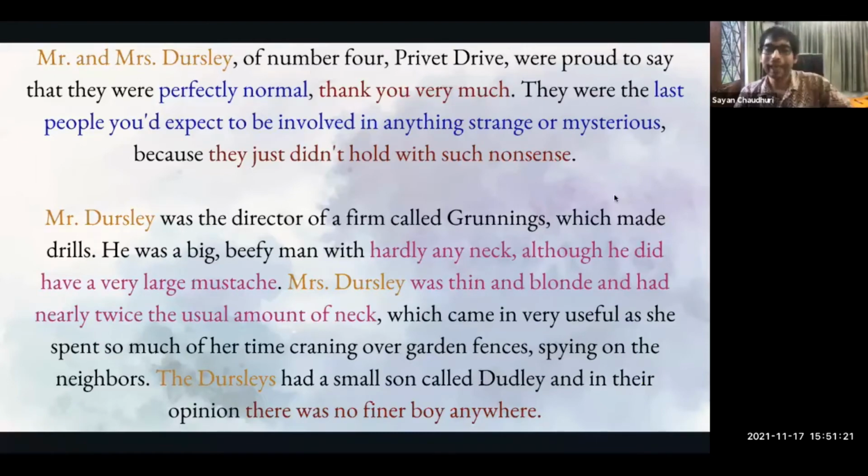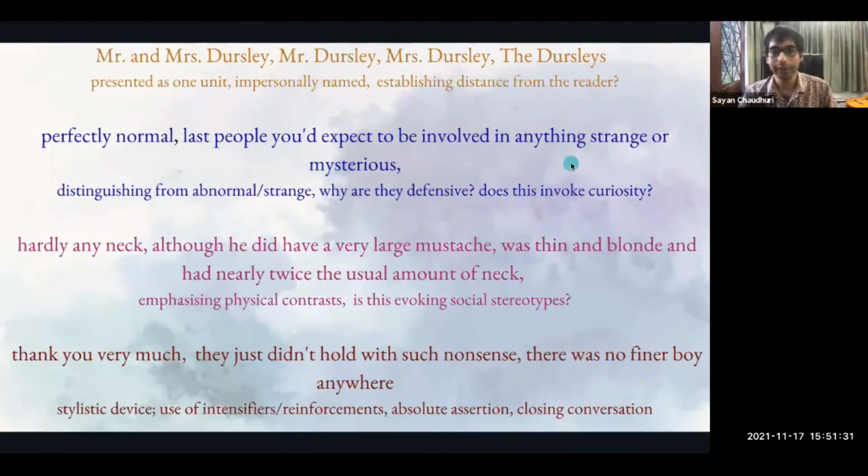So one style that I use sometimes is to do color coding, just to understand what are some similar phrases, and then put down the function of each. So let's say Mr. and Mrs. Dursley, Mr. Dursley, Mrs. Dursley. So I said presented as one unit. Also, they're impersonally named. I'm thinking, okay, is this establishing distance from the reader? You're not being allowed to empathize with them, perhaps. Then perfectly normal, last people you'd expect to be involved in anything.